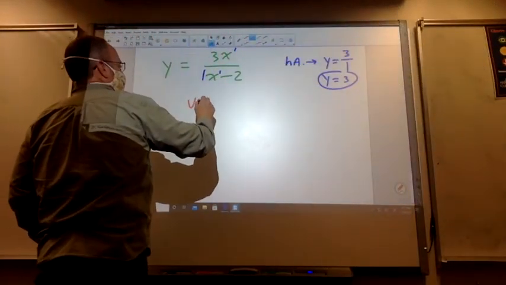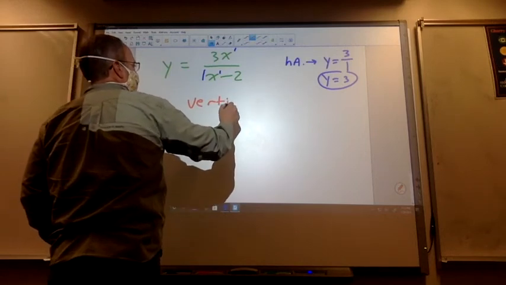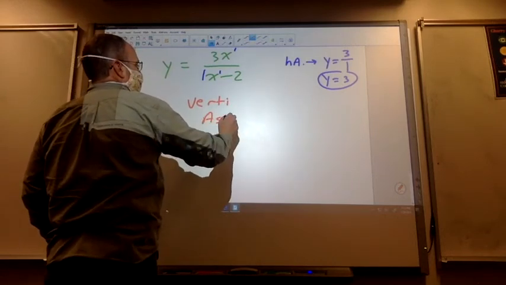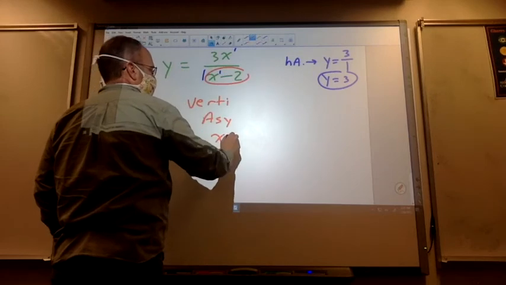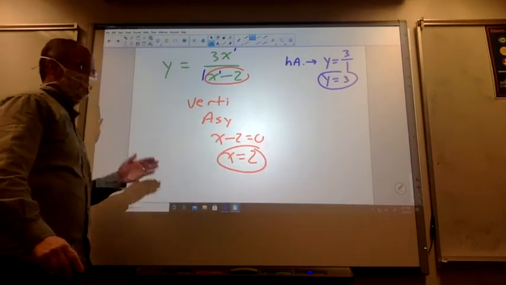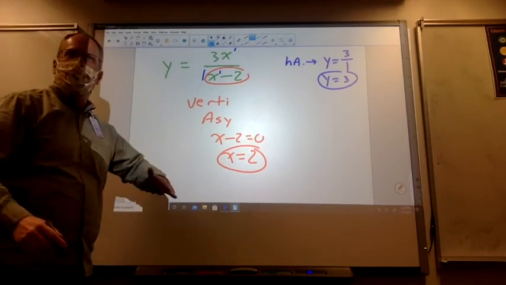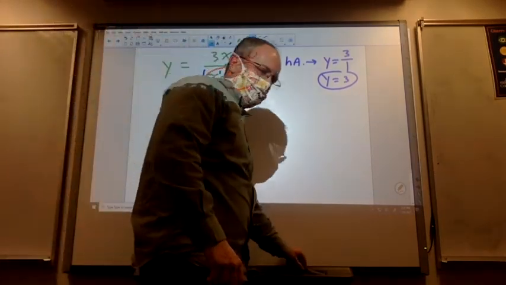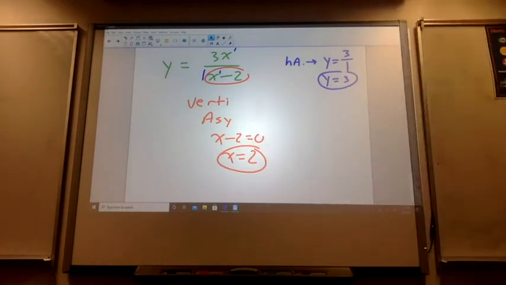We have a vertical asymptote where the denominator is equal to 0. So we have a vertical asymptote at 2. We have a horizontal asymptote at 3. Okay, so let's take a look at what that looks like on Desmos so we can verify and know what we're seeing.